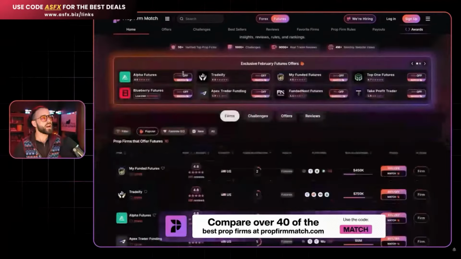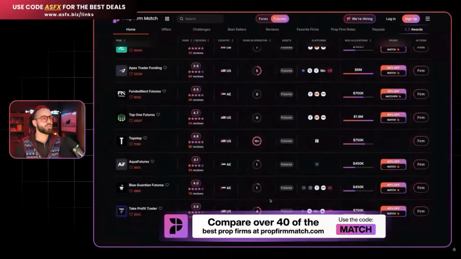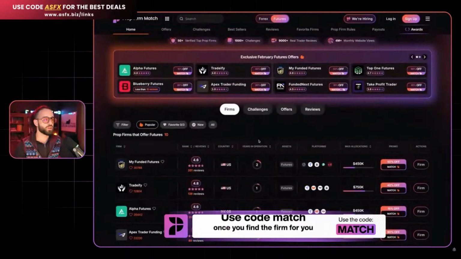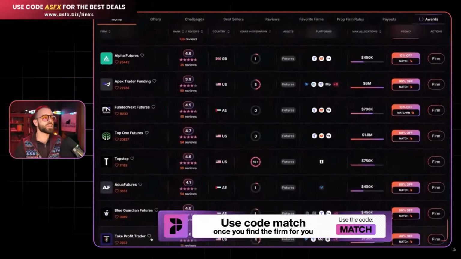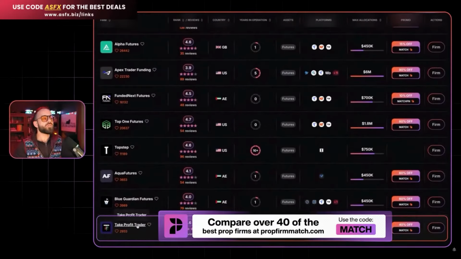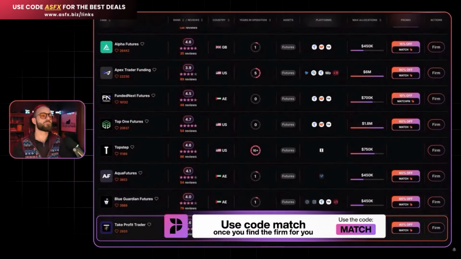Now, the second company I'm going to talk to you about has been around a lot longer. If you look here, they actually show you years of operation, right? Top One Futures still says 0. The second company is going to be Take Profit Trader. Now, Take Profit Trader is, in my opinion, the most underrated company on Prop Firm Match's website.